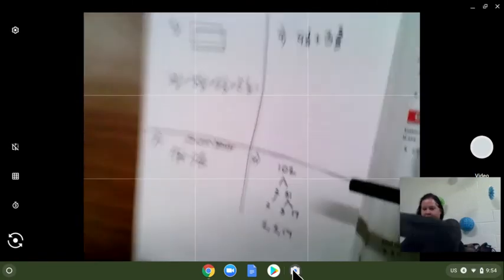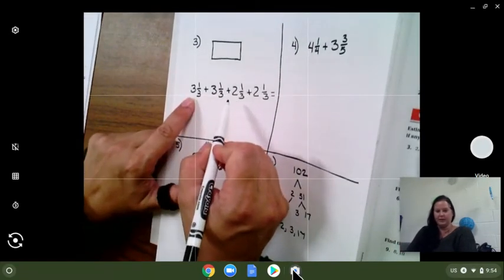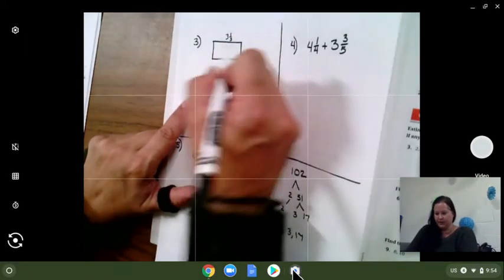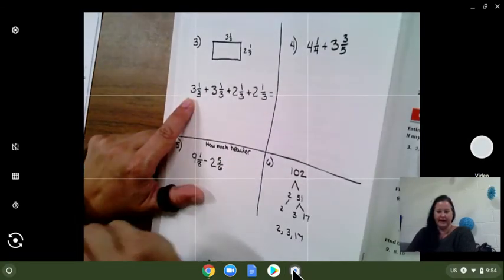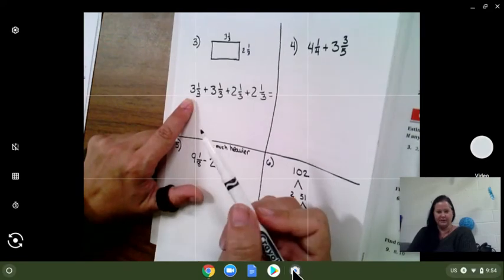Okay, so for the first problem, it gave us these two numbers. It gave us 3 1/3 is the length of our rectangle, and 2 1/3 is the width of our rectangle. And I know that a rectangle has 4 sides. There's 2 lengths and 2 widths. So I'm going to add all those up together.